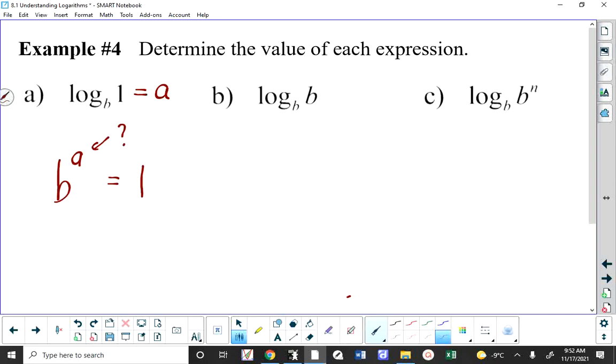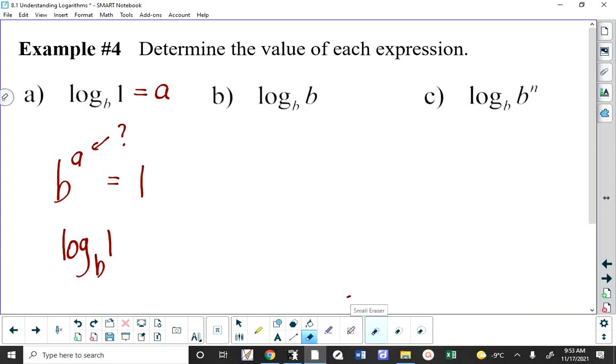Jason? 0. Log base b of 1 is 0. And now I'm going to tell you that I wouldn't do it the way I've done it by putting a up here. I would have simply said this.